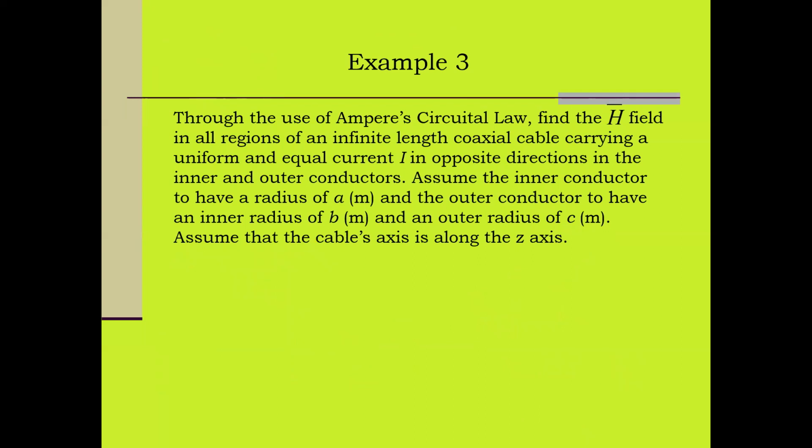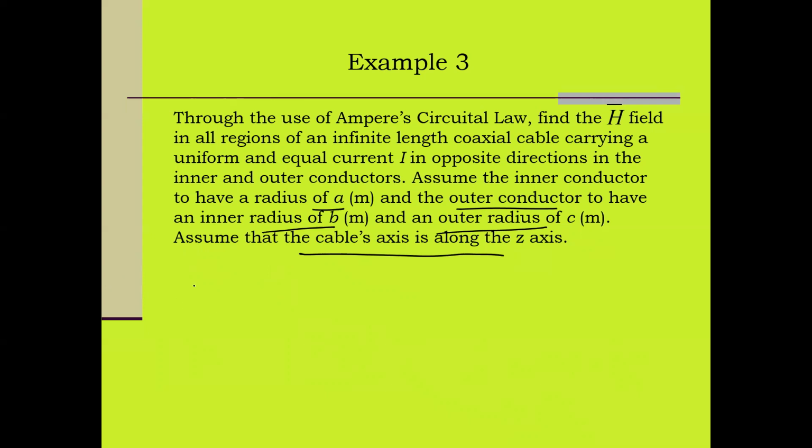Okay, so for example number 3, we are given a case whereby we have a coaxial cable structure that carries a current of I in opposite directions in the inner and outer conductors of this coaxial cable. Assume the inner conductor to have a radius of a and the outer conductor to have an inner radius of b and outer radius of c, and assume that the cable axis is along the z axis.